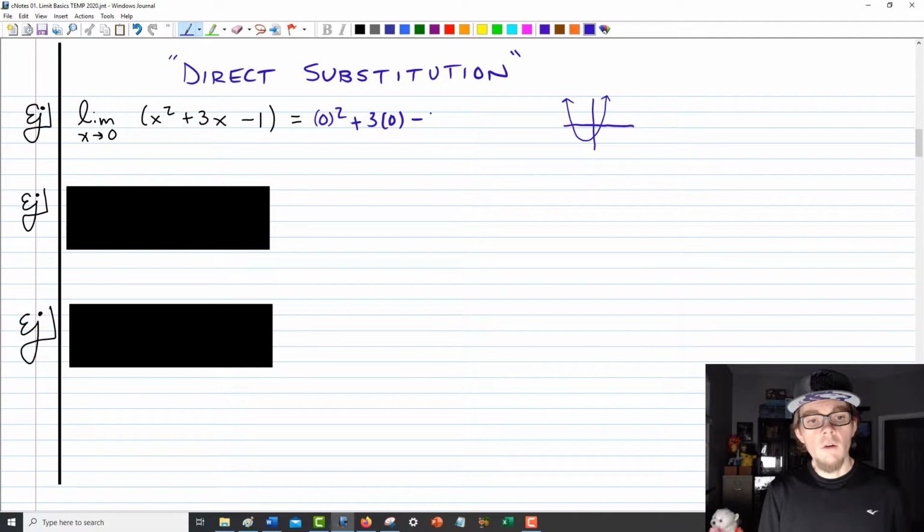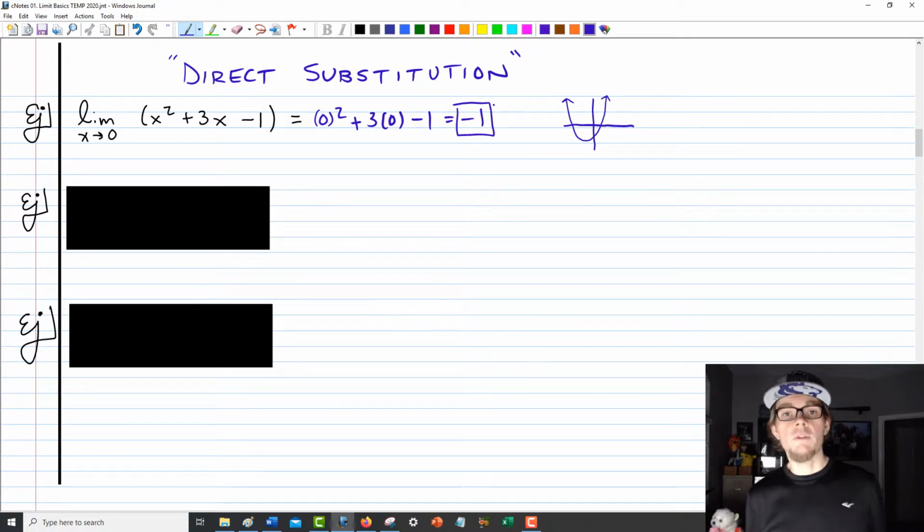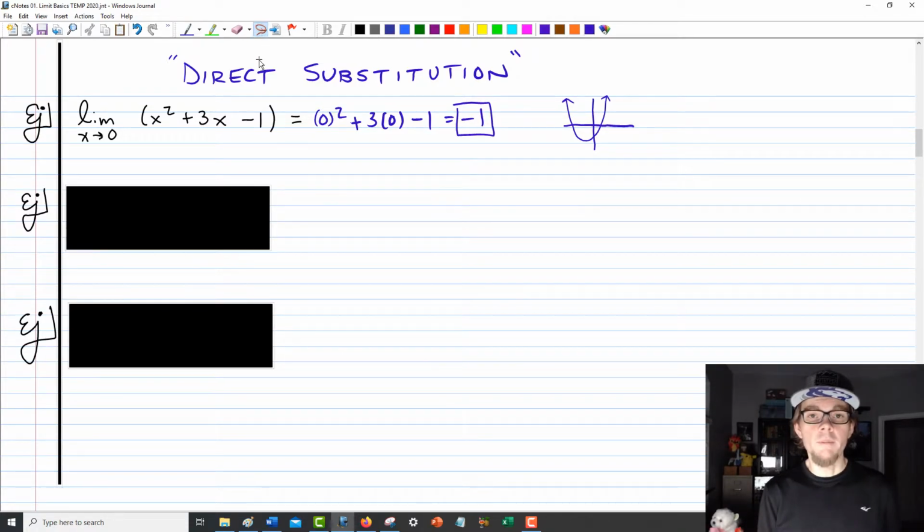So here we go. We get 0 plus 0 minus 1, which is negative 1. And we've evaluated a limit, and it was just plugging a number into a polynomial. So it works really nicely when our function behaves nicely.